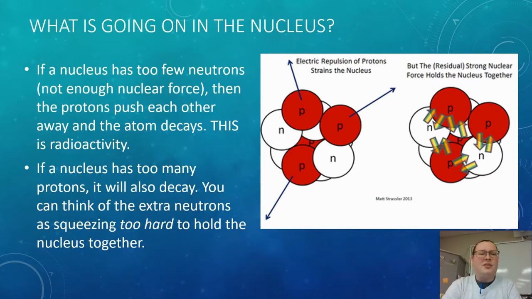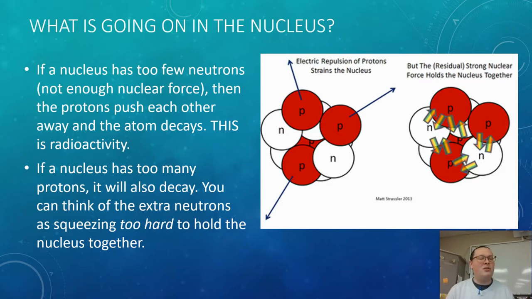So if a nucleus has too few neutrons, meaning it doesn't have enough glue to hold it together, those protons are going to push each other away and that atom is going to decay. Whether or not it decays in the form of dangerous radiation or a form of less harmful radiation depends on the atom, but either way, if it doesn't have enough neutrons, it's going to decay, it's radioactive.